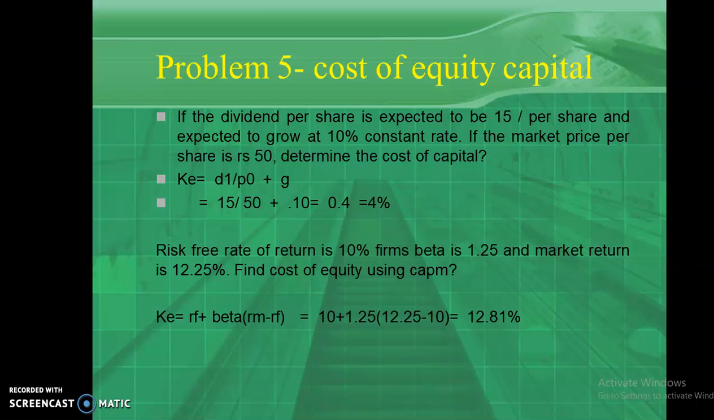So two calculations, two formulas under the cost of equity. One is dividend growth approach. The formula is D1 divided by P0 plus G. And under the CAPM approach, what is the formula? RF plus beta into RM minus RF. This is the formula. Okay, thank you.